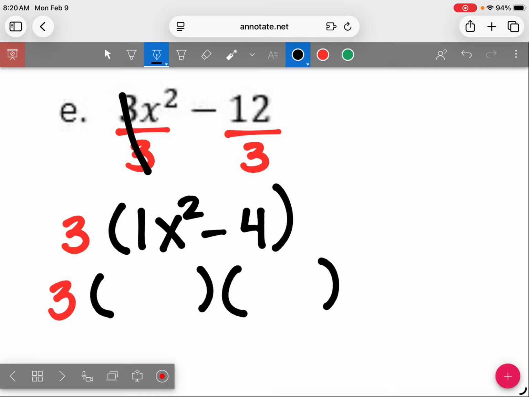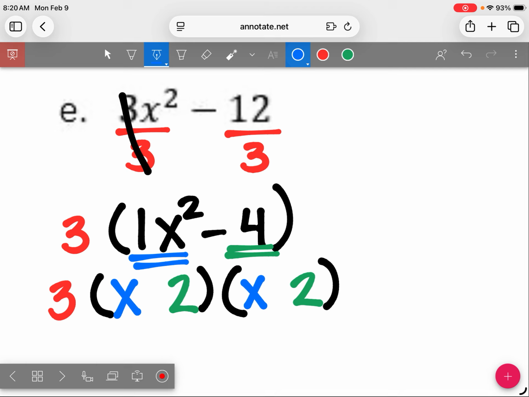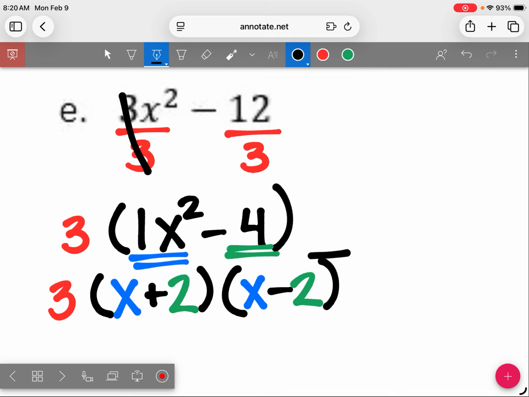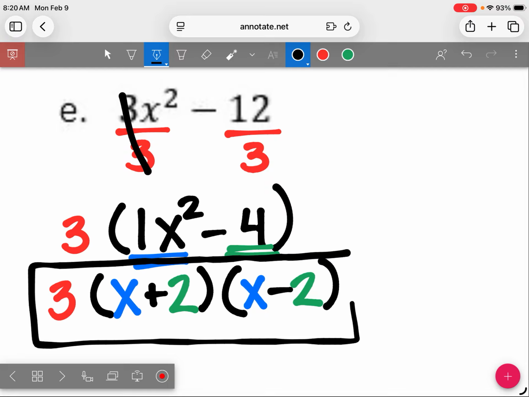All right, so the only thing that we can multiply to get x squared is x. So that goes in the front. And what multiplies to give you 4? 2. That goes in the back. And just like the first one, one is positive and one is negative. All righty. Any questions?